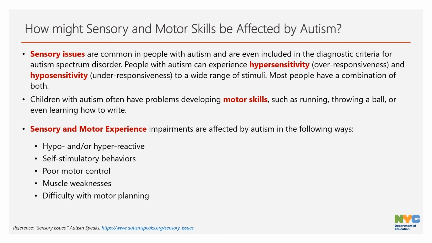Children with autism often have problems developing motor skills, such as running, throwing a ball, or even learning how to write. Sensory and motor experience impairments are affected by autism in the following ways: hypo and or hyperreactive, self-stimulatory behaviors, poor motor control, muscle weaknesses, and difficulty with motor planning.